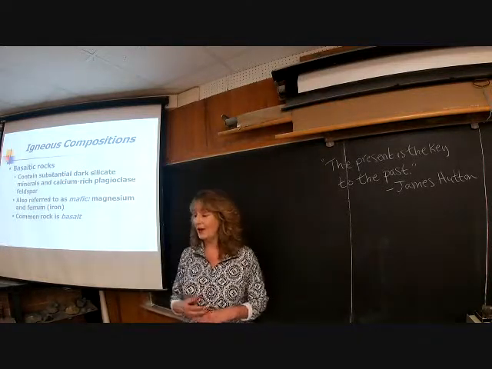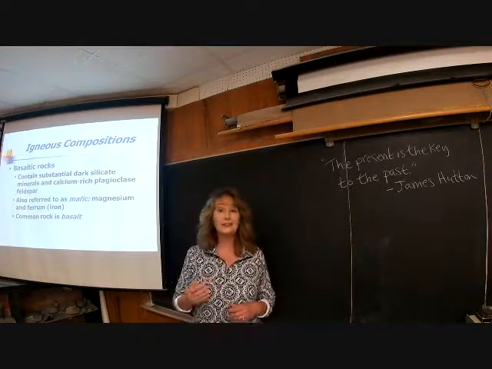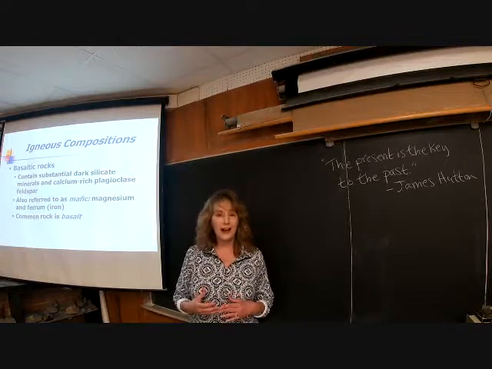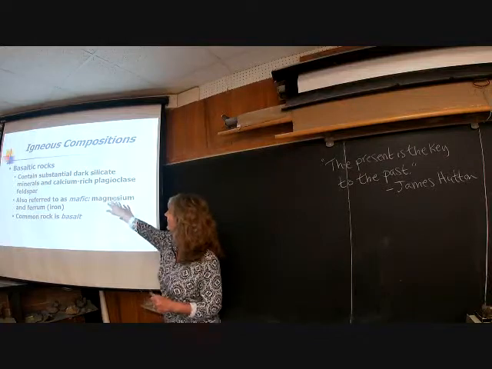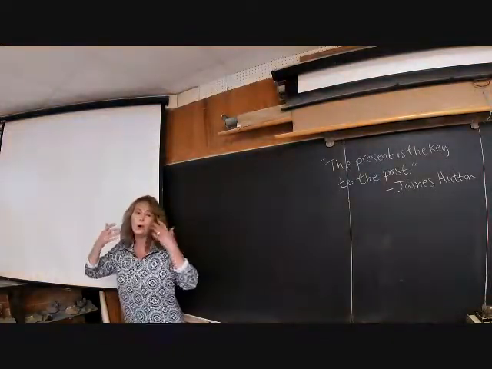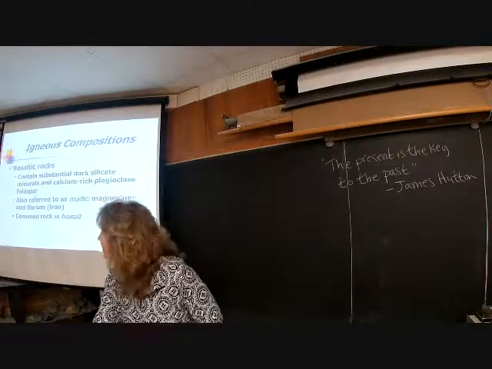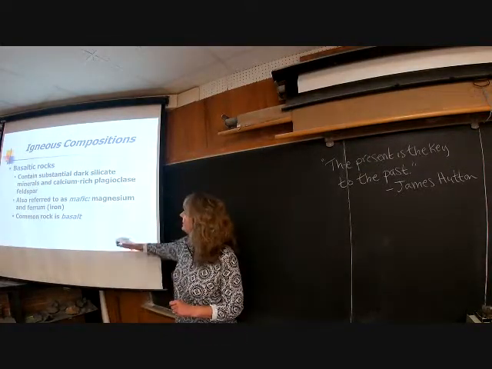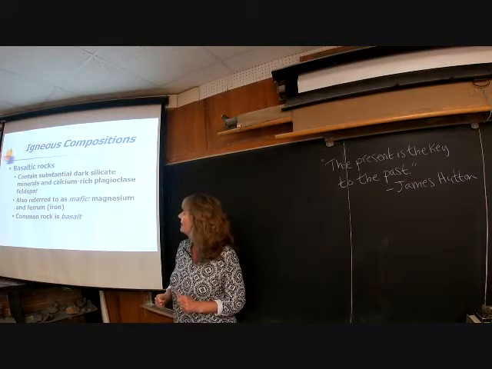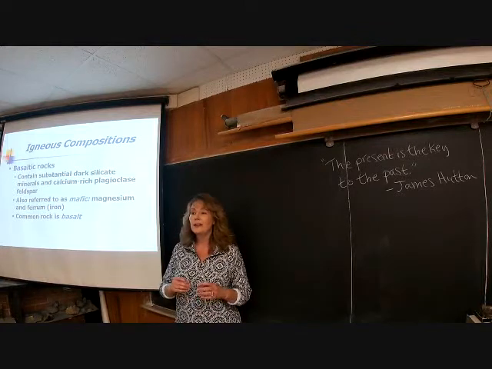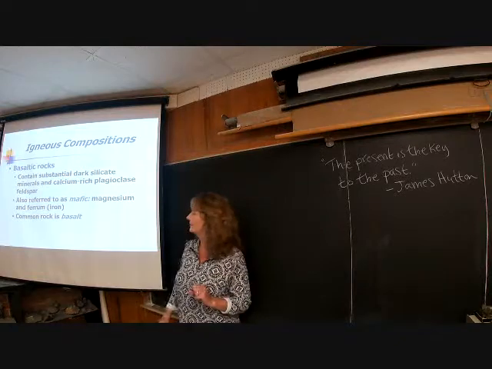Basaltic rocks, on the other hand, contain substantially dark silicates. So these do have the magnesium and the iron silicates in them, so they're darker. Something like a calcium rich, so on the calcium side of the plagioclase. Calcium rich plagioclase feldspars can also have more of the amphibole, more of the pyroxene, so those darker minerals.